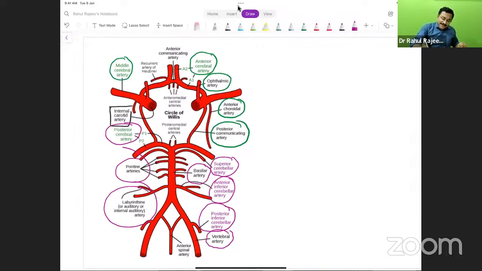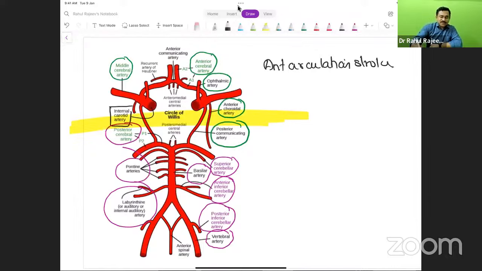Now, if I draw a line like this, if there is a stroke in front of this line, that is ACA stroke, MCA stroke, anterior choroidal artery stroke, all of these are known as anterior circulation strokes. The other ones are known as posterior circulation strokes.